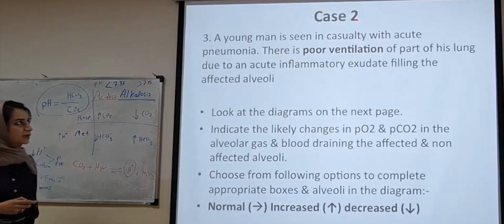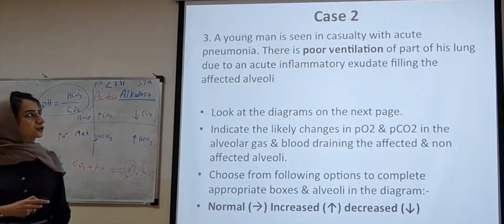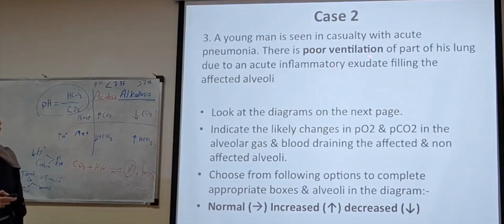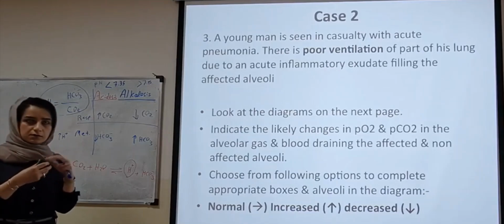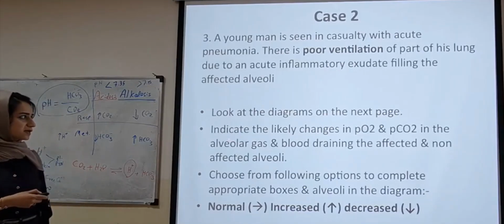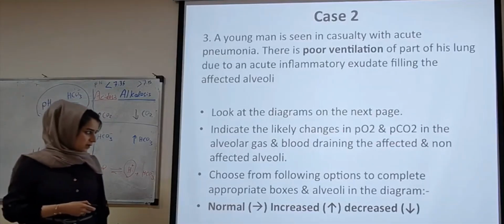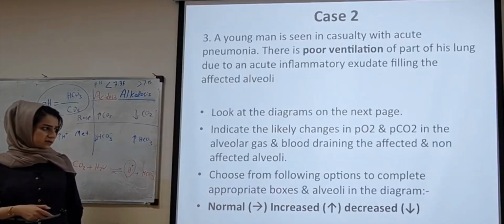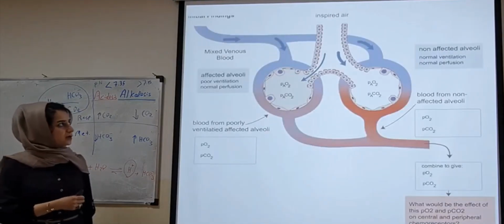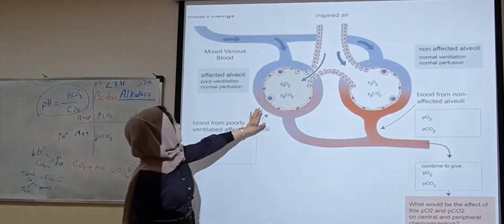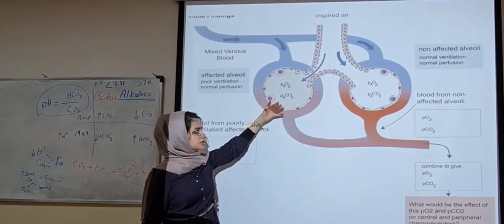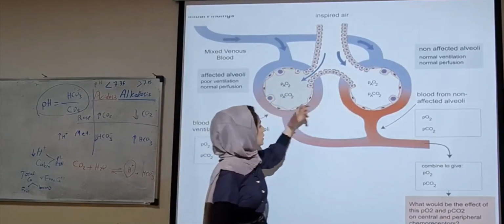Case 2: a young man is seen in casualty with acute pneumonia. There is poor ventilation. There is exudate causing obstruction in the alveoli. Look at the diagram on the next page and indicate what change happened to the PO2 and PCO2 and their content in the alveoli and in the blood leaving that alveoli: normal, decrease or increase. This is the alveoli that is obstructed.